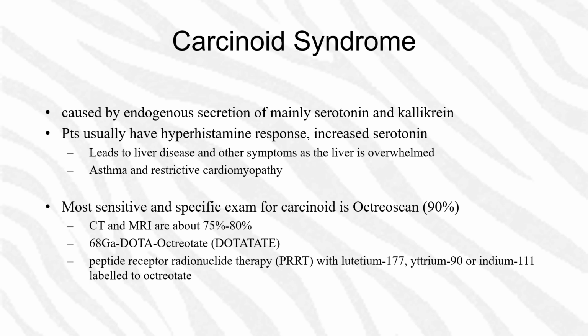The most sensitive and specific exam for carcinoid syndrome is the Octreoscan at about 90%. CT and MRI are only about 70 to 80%. This is being replaced by gallium-68 dotatate octreotide, which is effective as well. And patients are evaluated for peptide receptor radionuclide therapy with lutetium-177. Yttrium-90 has been used in clinical trials for that. And then also patients can be evaluated with the indium-111 labeled octreotide.